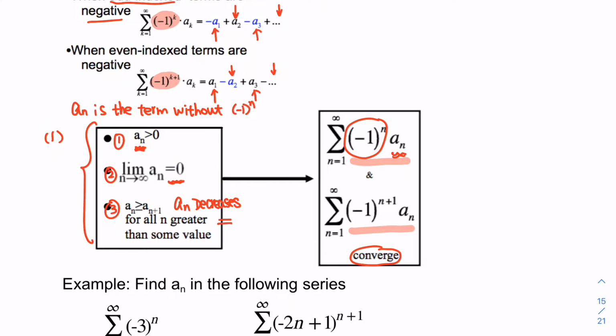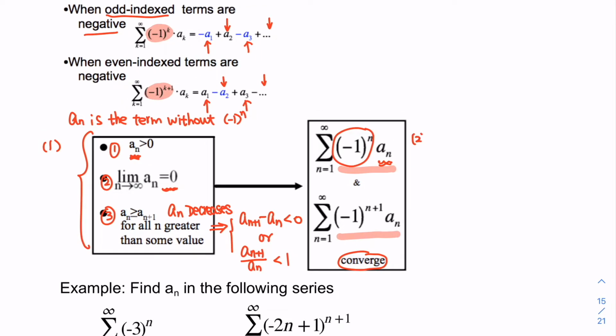There are two ways to prove a_n is decreasing. One is by subtraction: a_(n+1) minus a_n less than 0. Or sometimes, especially if we have a power function or exponential function, we can use the ratio less than 1. If all three conditions are satisfied, the series converges. Otherwise, if the limit as n goes to infinity of a_n is not 0, then based on the nth term test, our conclusion will be the series diverges. Otherwise, no conclusion.